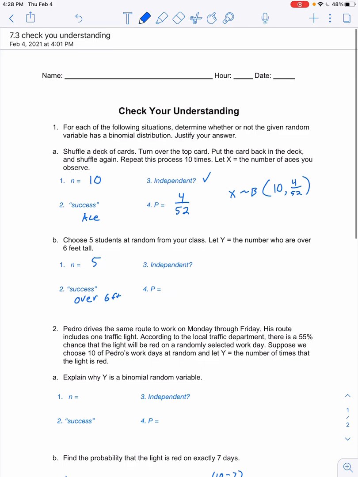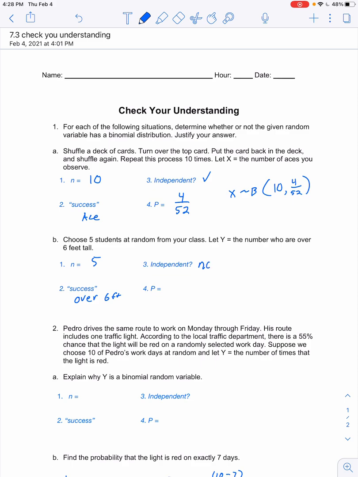So, no, it's not, because of no replacement. Okay. Probability, well, we don't know. Okay. You'd have to count the number of people over 6 foot tall. We don't have a probability there, so we don't know that one. So we're going to say not binomial. All right.